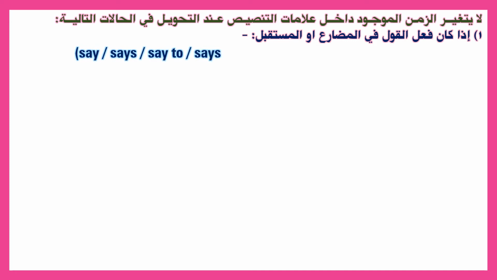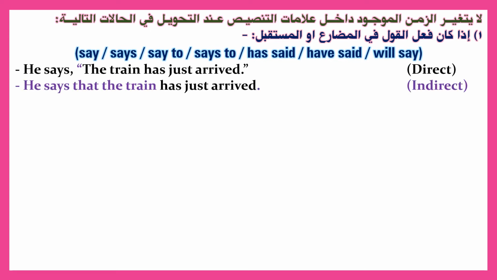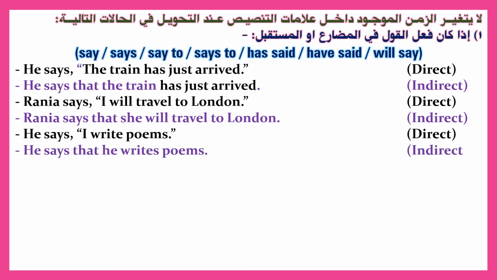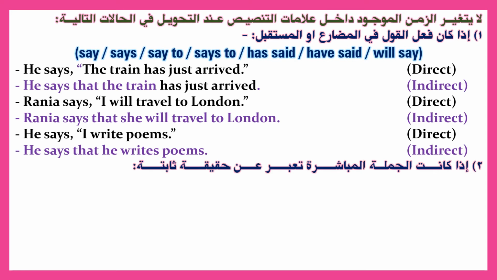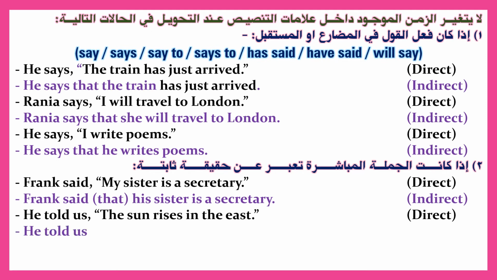Tenses don't change if the introductory verb is in the present: say, says, say to, has said, have said, will say. He says, "The train has just arrived." He says that the train has just arrived. Rainier says, "I will travel to London." Rainier says that she will travel to London. He says, "I write poems." He says that he writes poems.